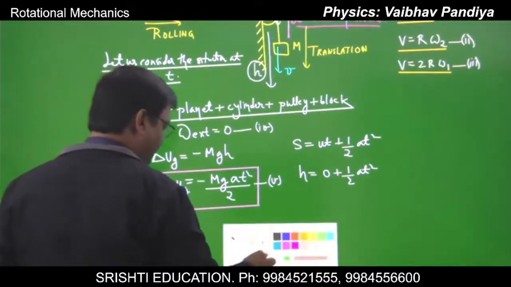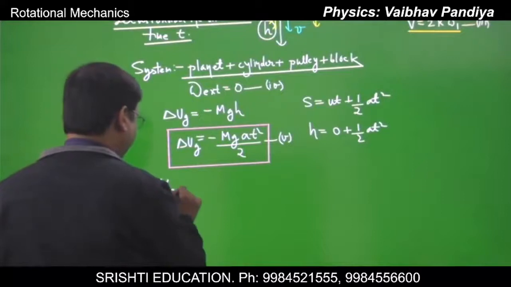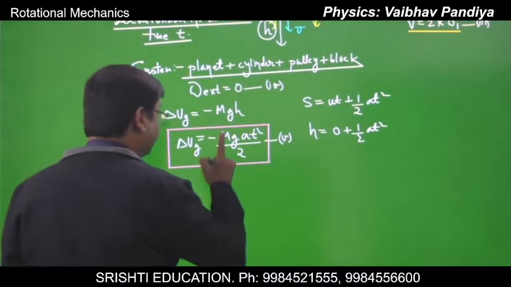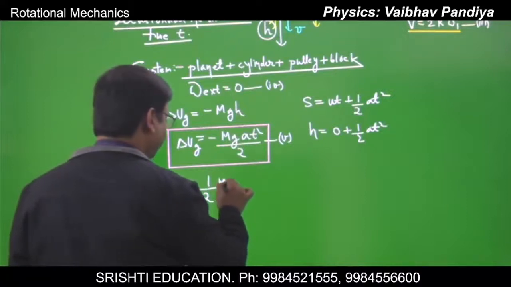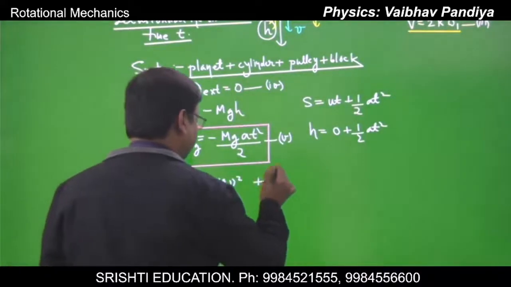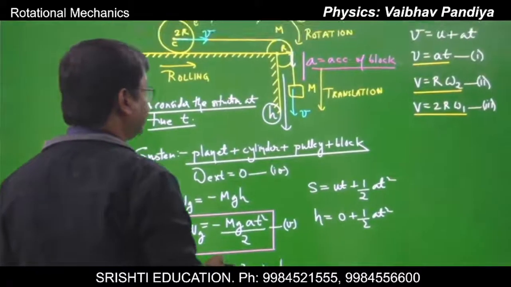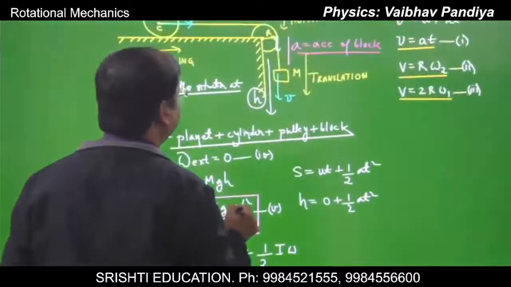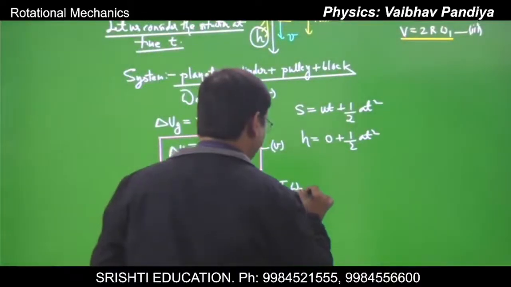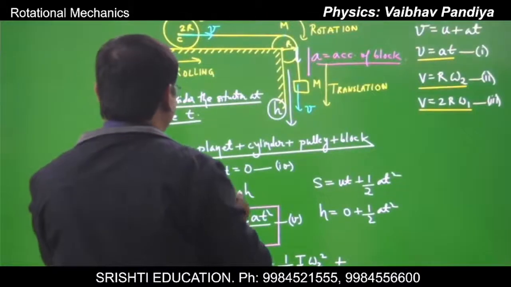Now, what is the change in the kinetic energy? So let us find the final kinetic energy. The energy associated with the block would be simply the translational one, half m v square. The energy associated with the pulley, as we have seen, is simply the rotational energy, half moment of inertia of the pulley times angular speed, that is how much? Omega 2 square.